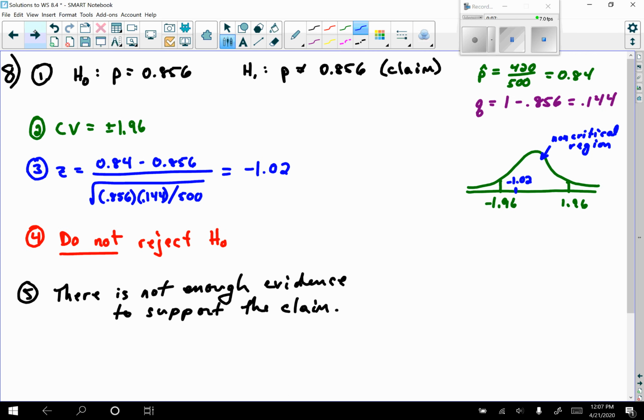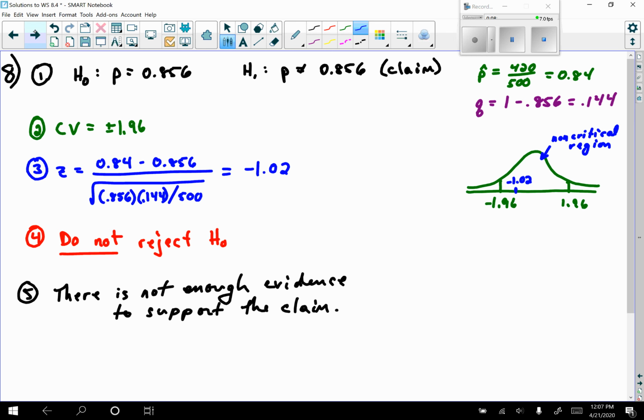All right, for question 8, we're back to a two-tailed test. Again, the question is, is there sufficient evidence to conclude that the proportion differs? So to show that it's not equal to means the alternative hypothesis is our claim, and we're given that p is equal to 0.856, or p is not equal to 0.856, for our two hypotheses.